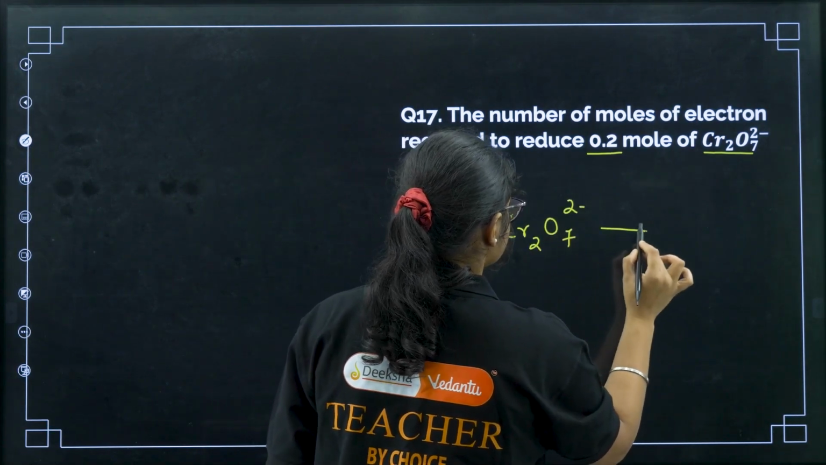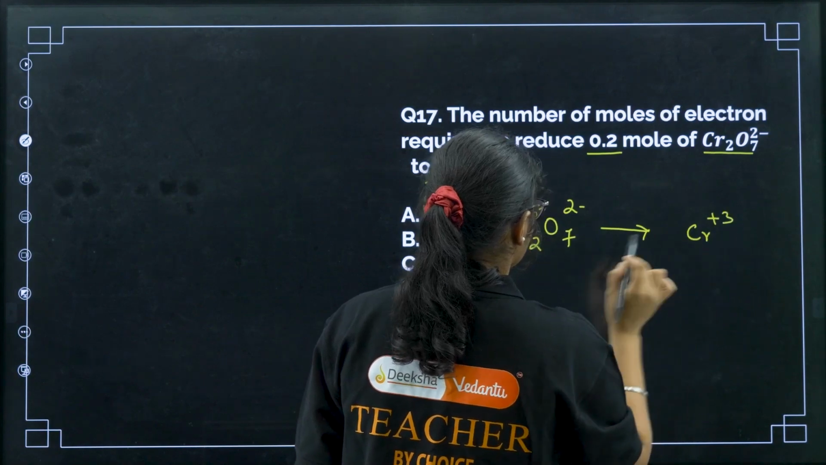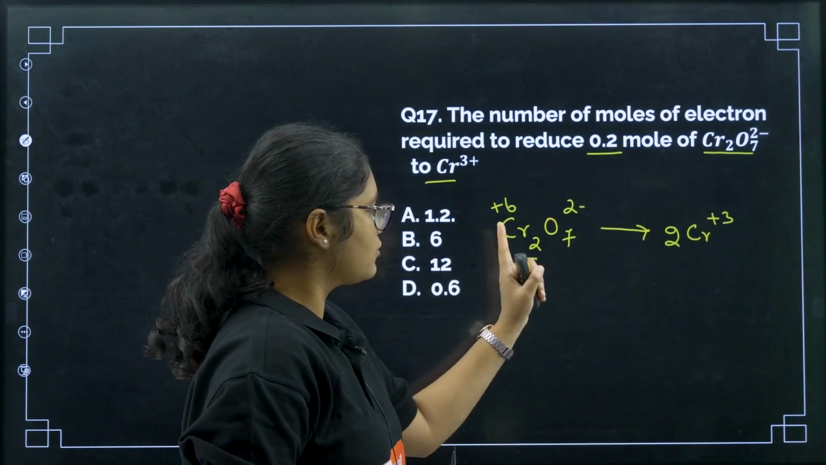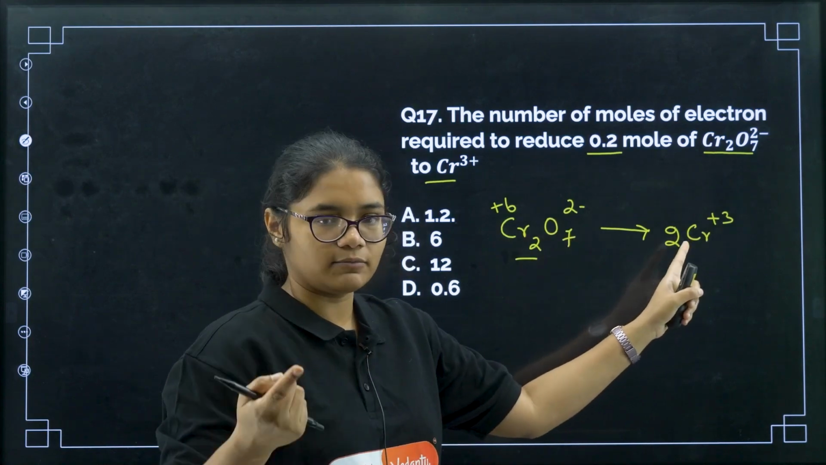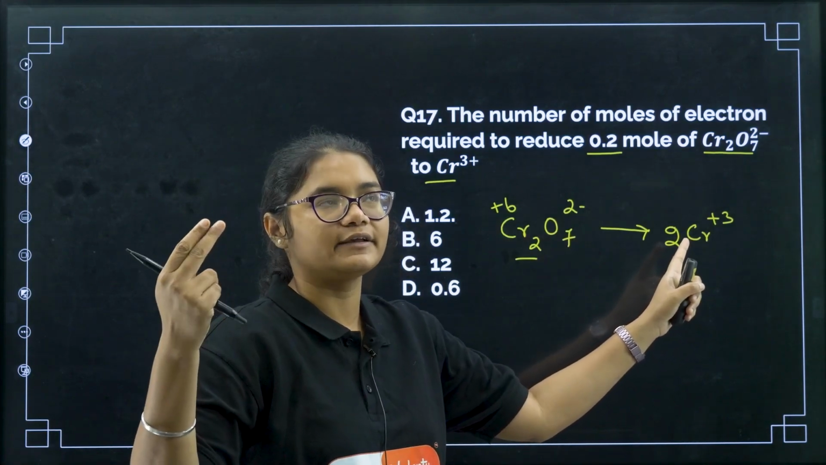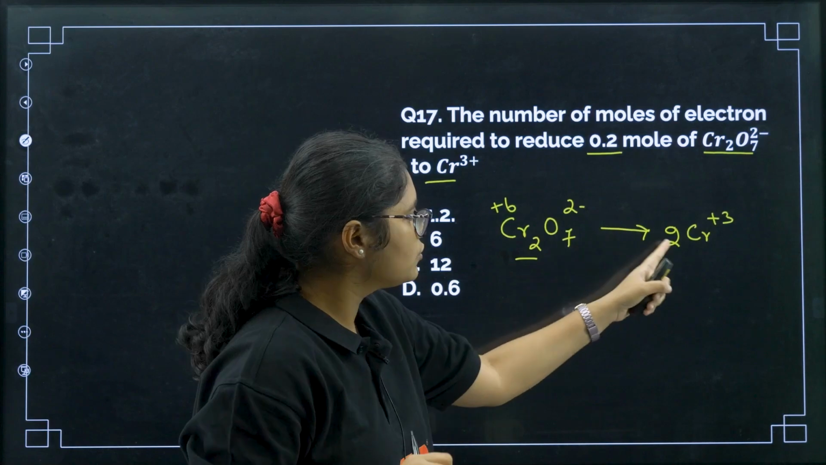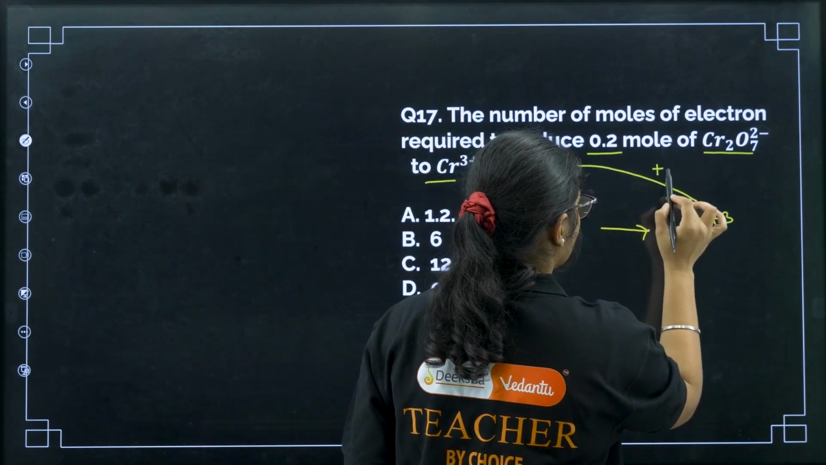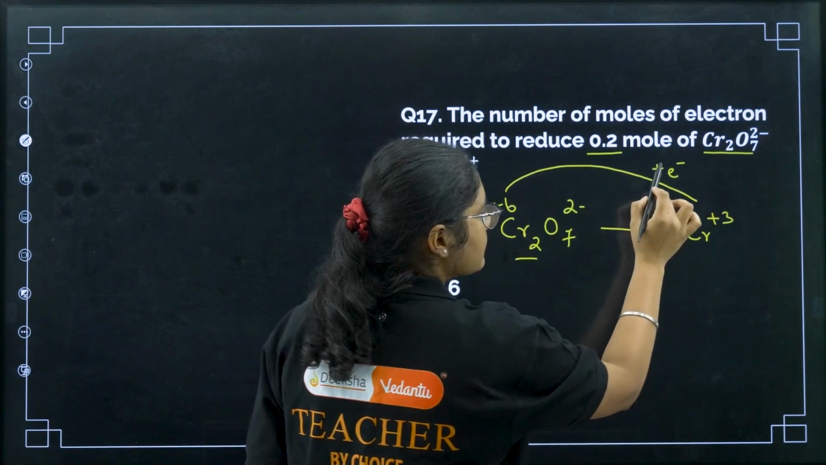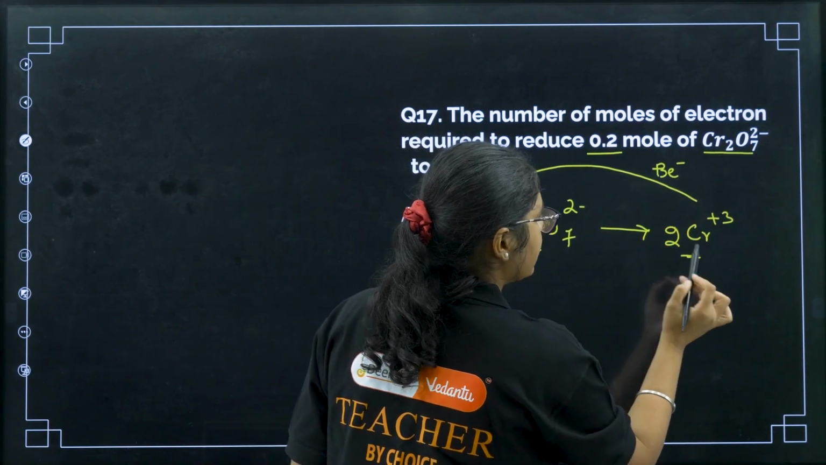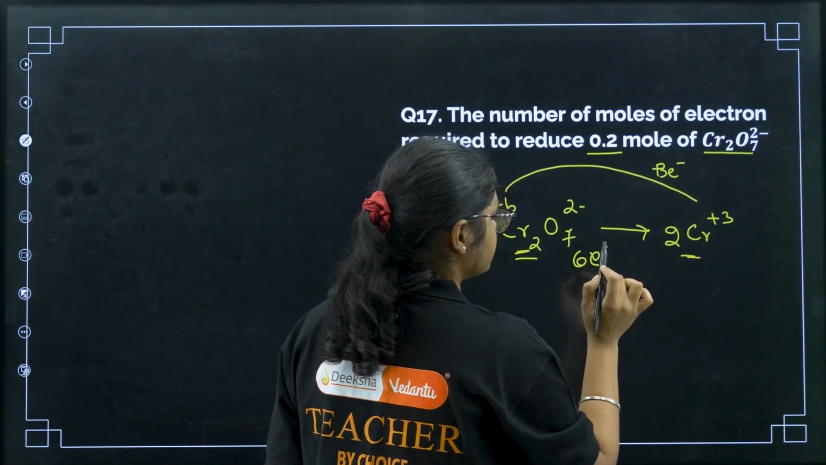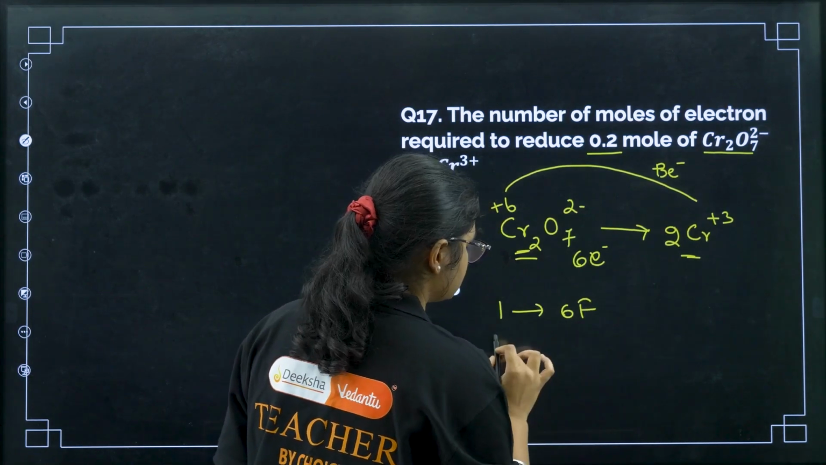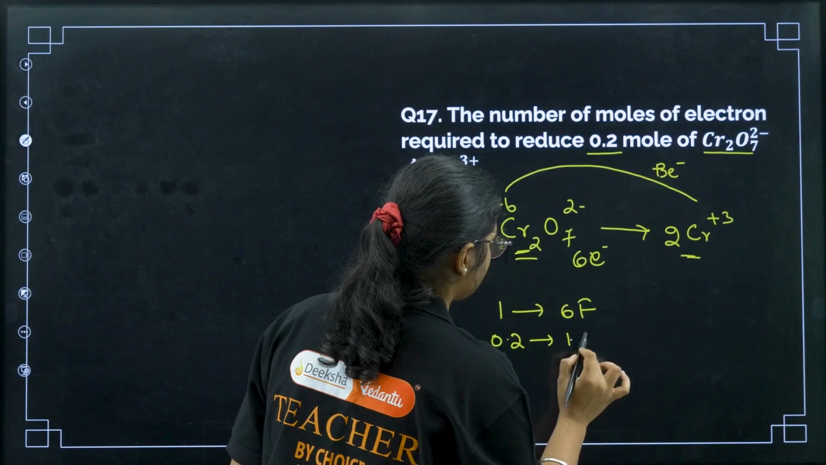Cr2O7 2 minus to 2 Cr3 plus. 2 chromium, 2 chromium. Here it is plus 6, right? So for 1 chromium, plus 6 to plus 3, there should be a gain of 3 electrons. But there are 2 chromiums, so the total will be 6 electrons. So I can say that for 1 mole, we need 6 Faraday or 6 electrons. Then for 0.2, it will be 1.2.